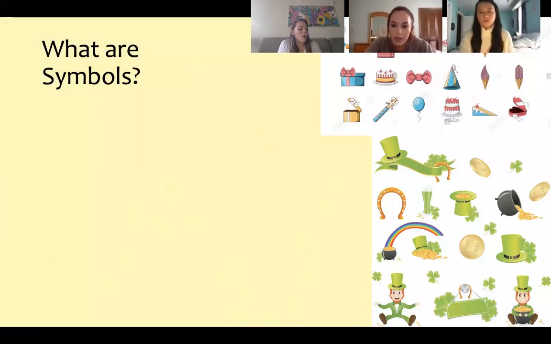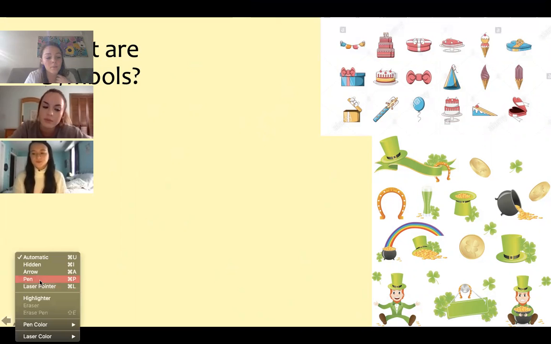All right, and then what are symbols? Who knows what symbols are? Yeah, Ashlyn. Something to represent something else. Exactly. So symbols are marks, signs, or words that are used to represent something else or stand for something else. When you look at a group of symbols, you should be able to tell what somebody is talking about.